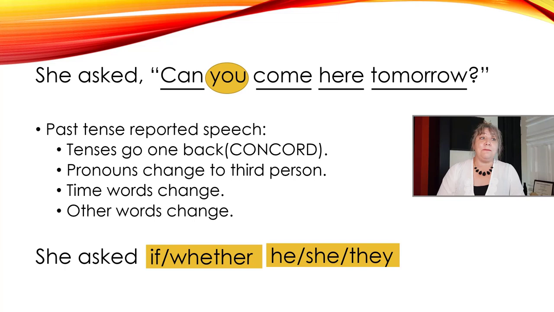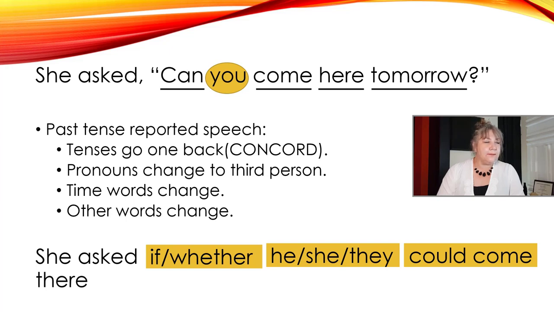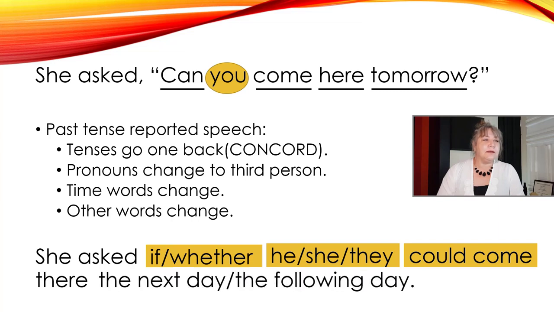Tenses go one back. Could come. Tenses go one back. Could come. Here becomes there. Tomorrow becomes the next day or the following day.